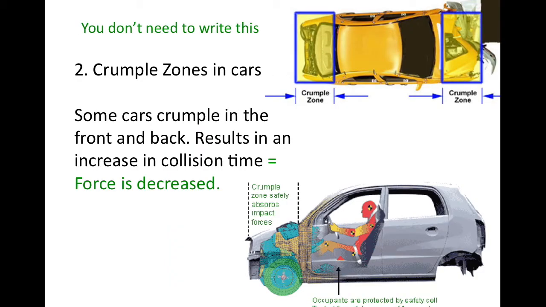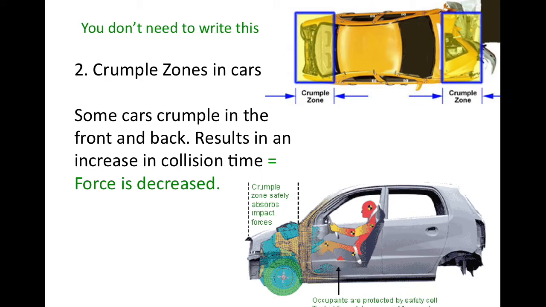Another feature of cars is that the companies have actually created crumple zones, and those are located in the front and the back. These are to absorb the amount of force that you would otherwise be taking onto your body if these did not exist. So the cars crumple, and because they do that, it results in an increase in collision time, and therefore, again, the force is decreased.